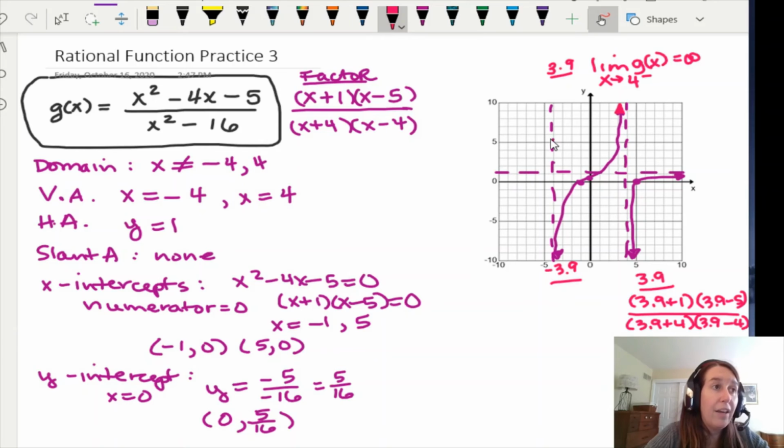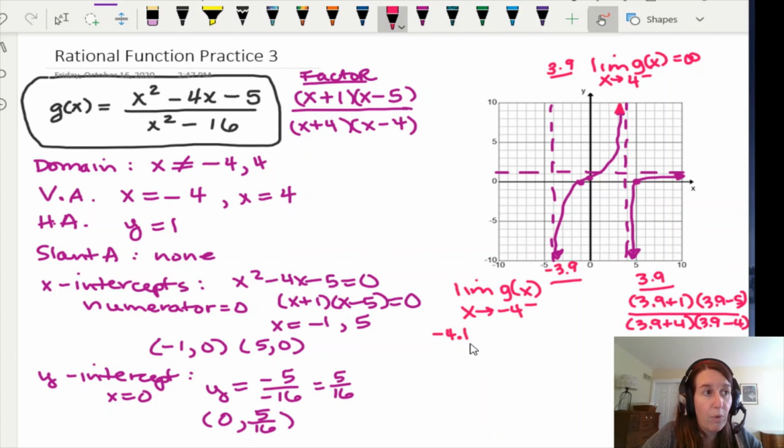All right, now the other part of the graph that I really don't know, I'm guessing it's over here just because it would look nicer, wouldn't it? Wouldn't it look better if it's up here because of some symmetry going on? But I don't know for sure. It could be down here. So I need to look at the limit of g of x as x approaches negative 4, and that again is from the left because it's a little bit more negative. So the number I would want to plug in would be like negative 4.1.